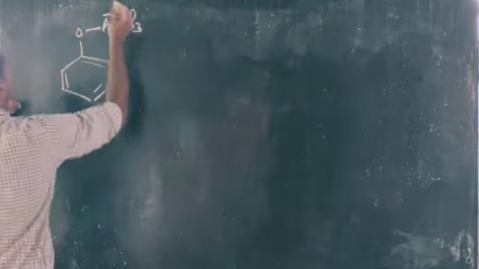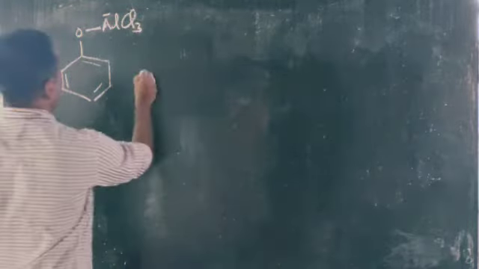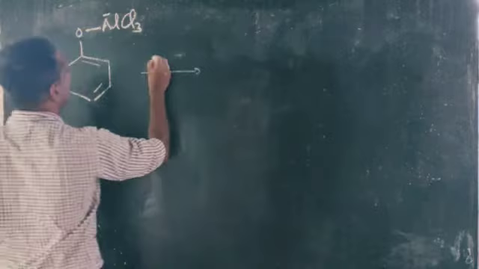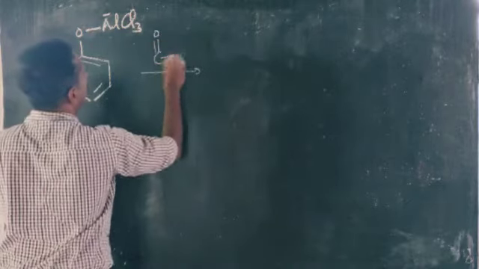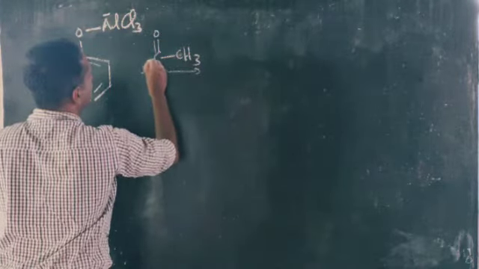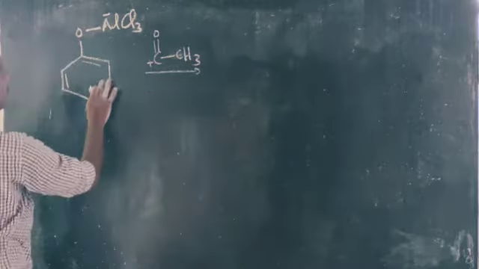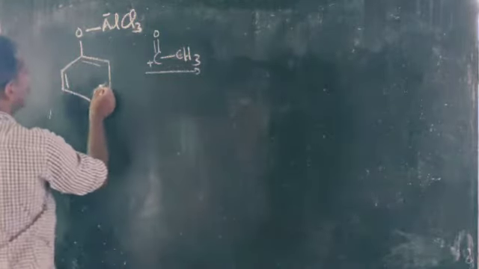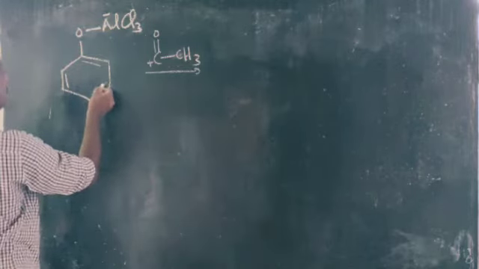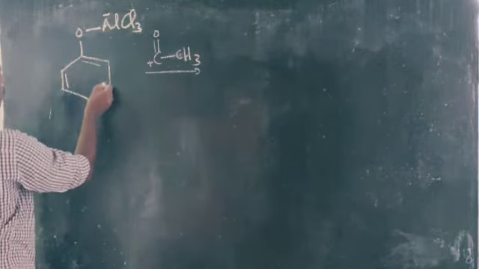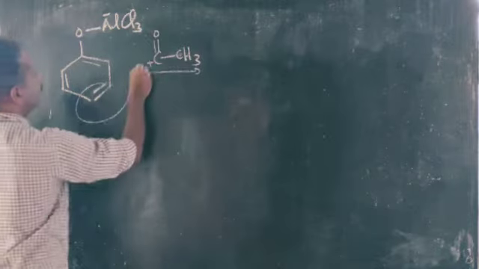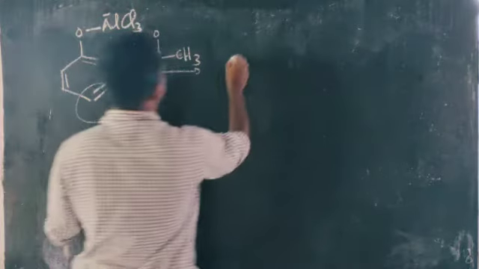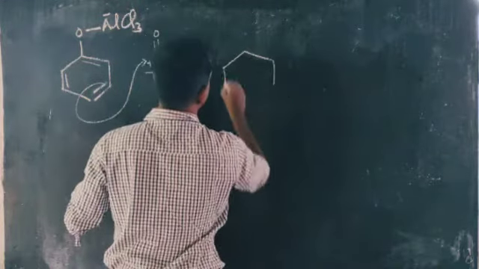AlCl3 minus. And now our acylium cation. What is acylium cation? COCH3 plus. Now you can see that you take this bond. This bond is breaking and joining with this, and what we get, look at it here.